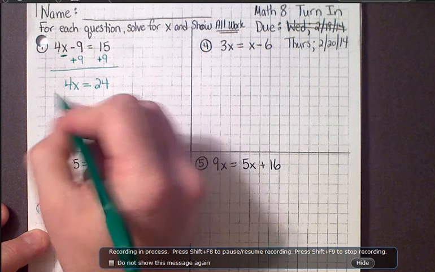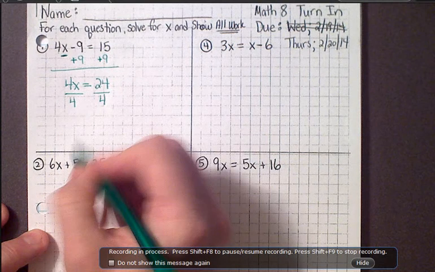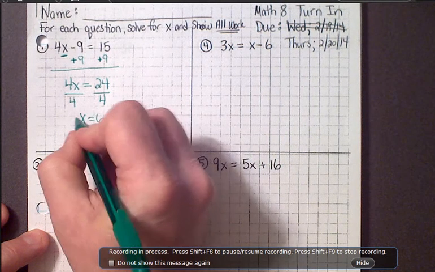And then we're multiplying x by 4. So to undo multiplication by 4, we divide by 4, and we do that to both sides. And we get x is equal to 6.